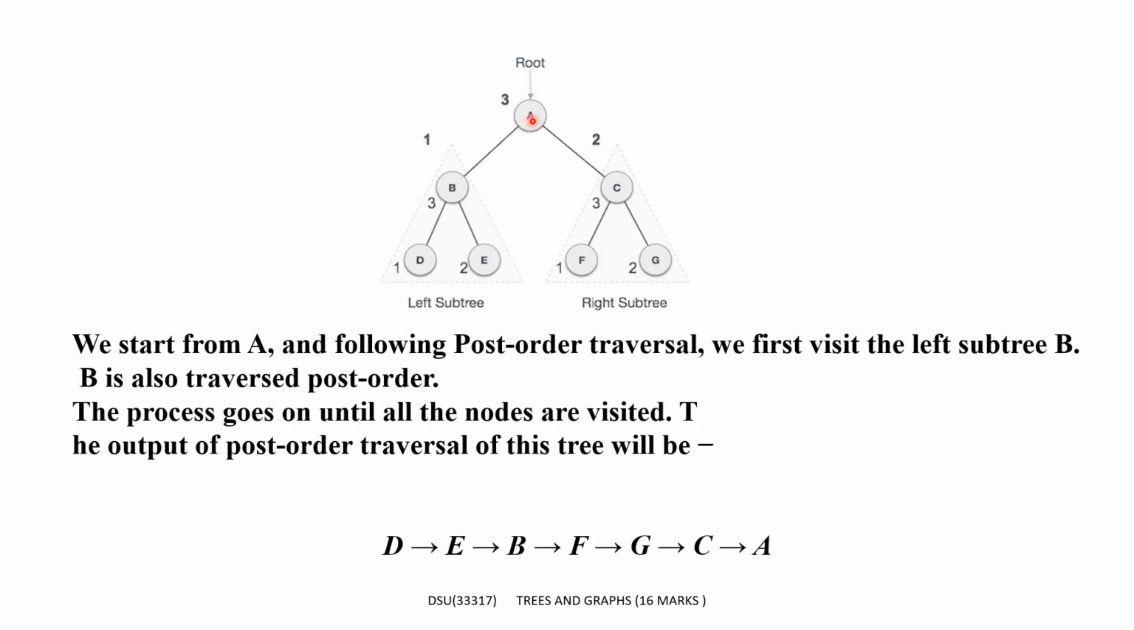This is the example. This is the root, this is a subtree, this is another subtree. We have to start from A and follow the post-order traversal. So first we take the left, then right, then the root node. First left is D, then right is E, and then root node B. Now again this is the root node, so ignore it. After that, the left is F, then G and C, and finally the main root node is A. So we will get D, E, B, F, G, C, A. This is the post-order traversal for the binary tree.